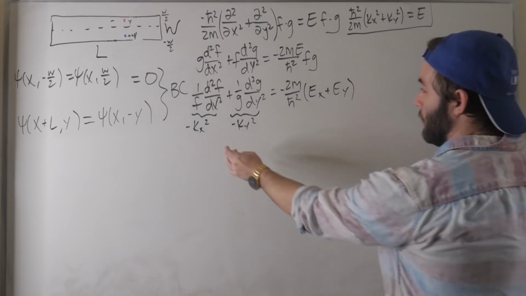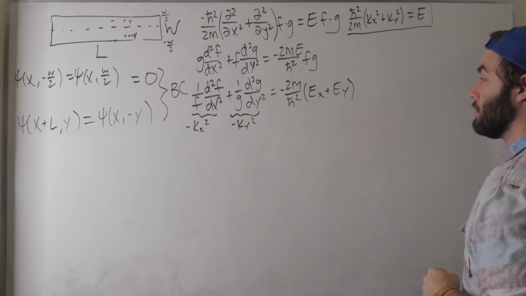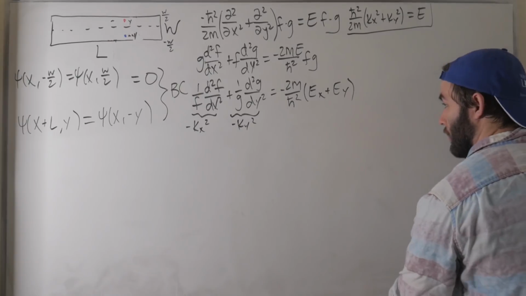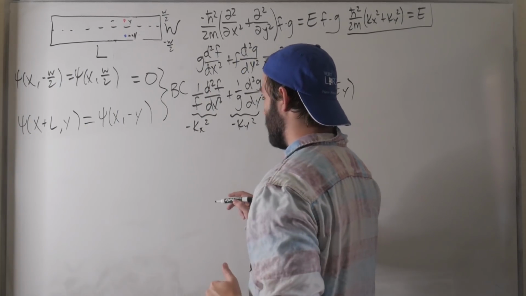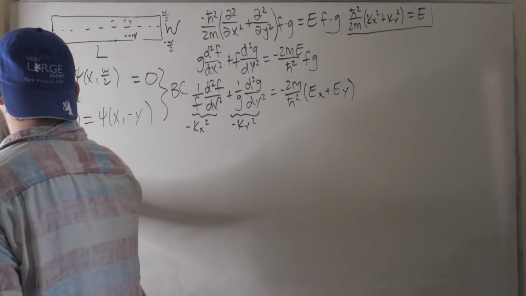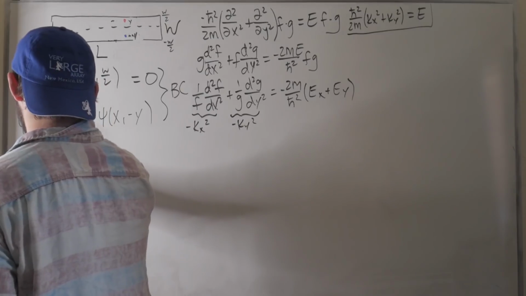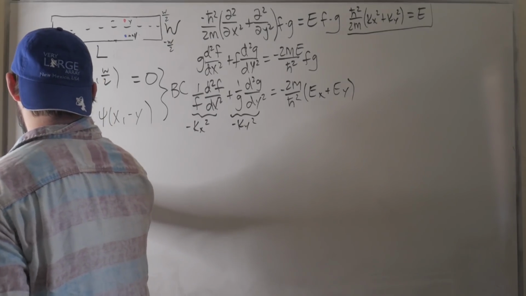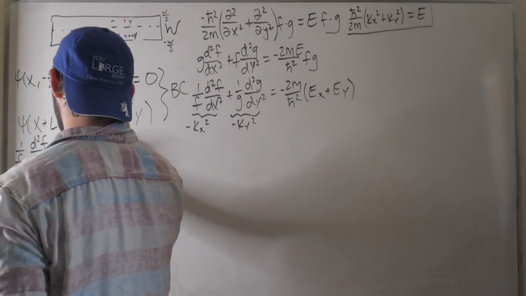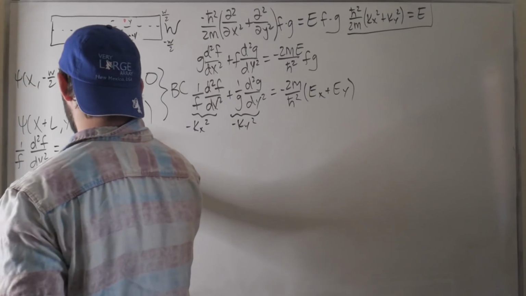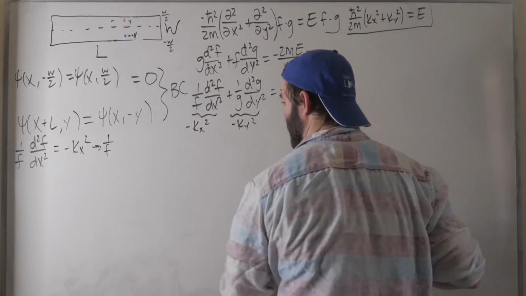Okay? So let's go ahead and set these derivatives equal to the constants, and we're going to have two differential equations. So over here, and I'm sure I'm going to end up erasing some of this at some point. The first differential equation, we have 1 over f, d squared f over dx squared is equal to minus kx squared. Multiply this over, we get 1 over f. I just said multiply over and I didn't multiply over.